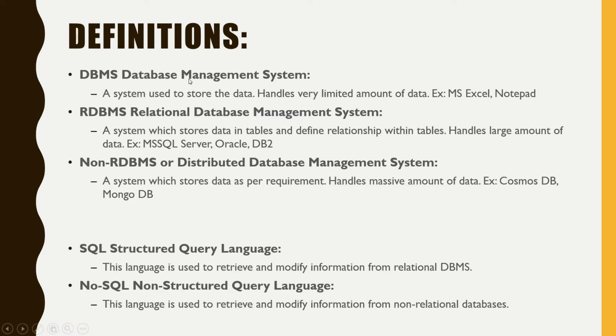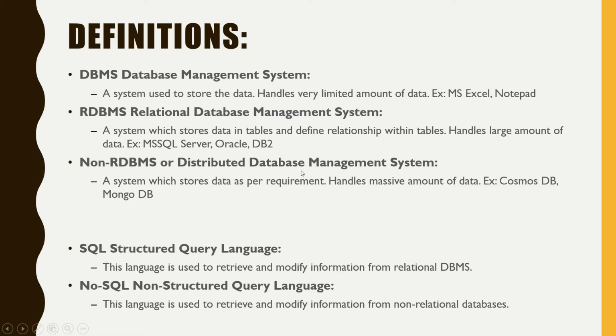There are three types of DBMS systems available, that is database management system, relational database management systems and distributed database management system. DBMS is database management system used to store data. It can handle very limited amount of data. Microsoft Excel and Notepad are examples of DBMS system. RDBMS is relational database management system which stores data in tables and defines relationship within those tables. It can handle large amount of data. For example, MS SQL Server, Oracle and DB2.